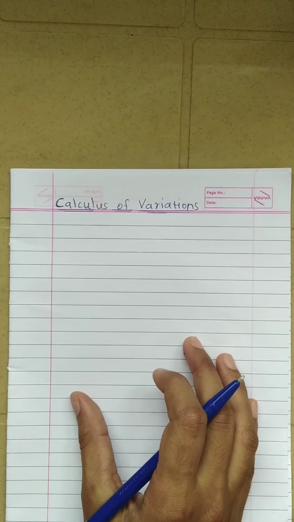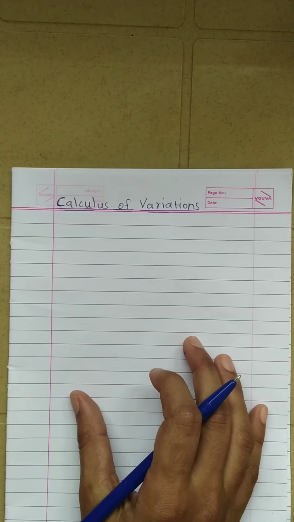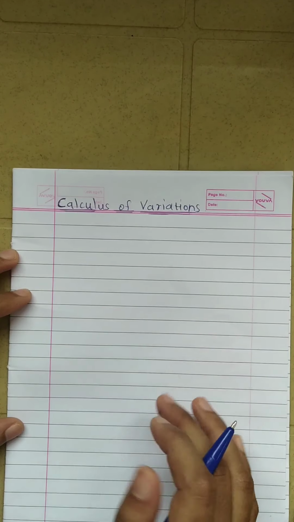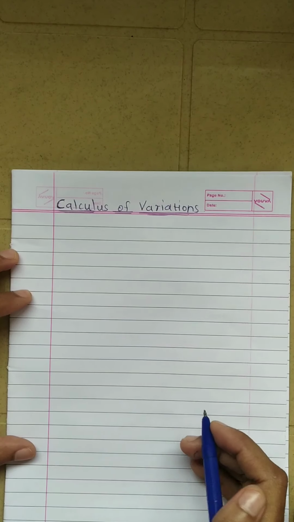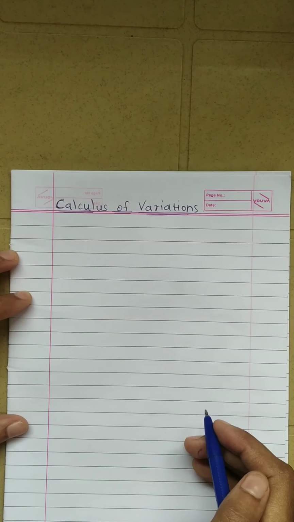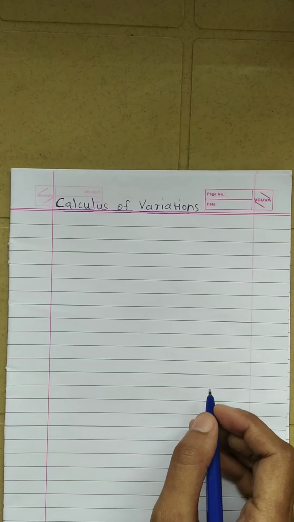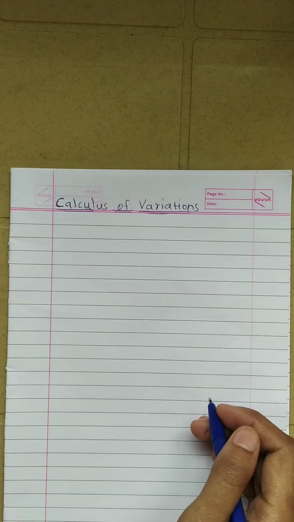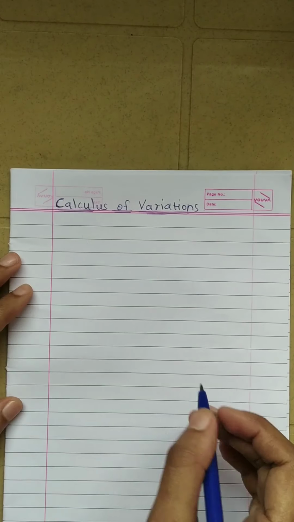Now, before going for the actual definition of calculus of variations or what we shall be studying in this topic, let us first define some of the terms, or I'll say let us first get familiar with some of the notations. You all might have seen these notations before, but let's list them again. Okay.